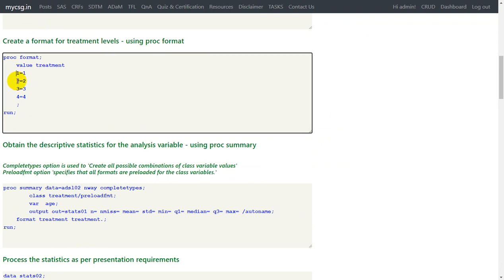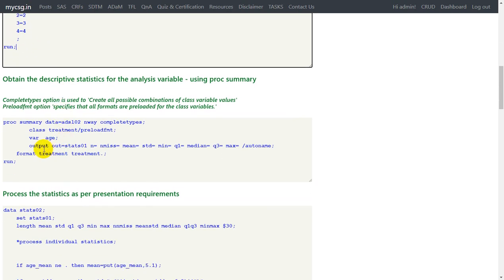So treatment 1 is for dose level 1, 2 for dose level 2, 3 for dose level 3 and 4 for the total column. I have created this format to use in the downstream processing, with all the 4 possible treatment columns that I have to present in the report. And then I am using proc summary to get the descriptive statistics. On the proc summary, I am specifying that ADSL02 has to be used as input, and along with that I have used two options, NWAY and COMPLETETYPES, and I have used a class statement.